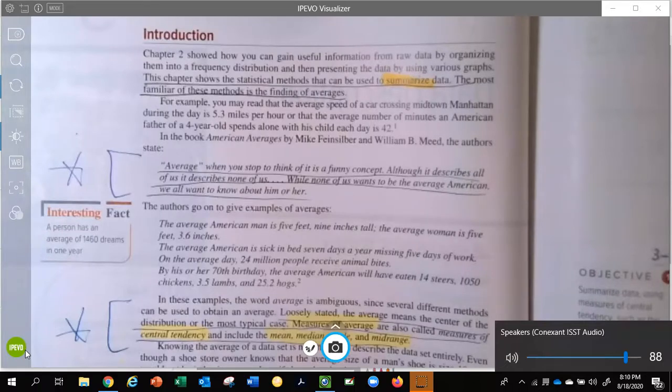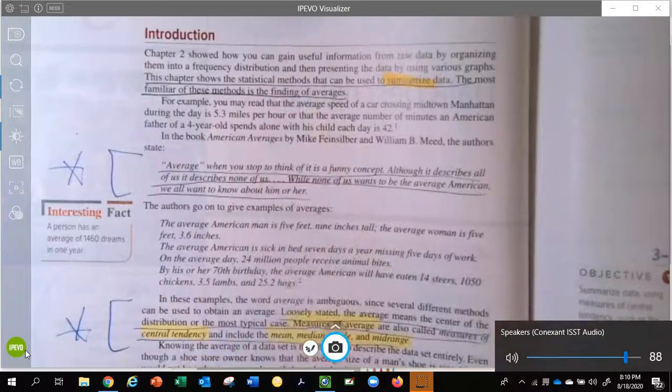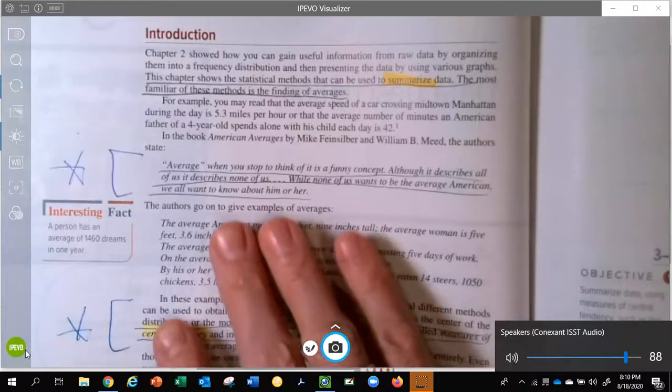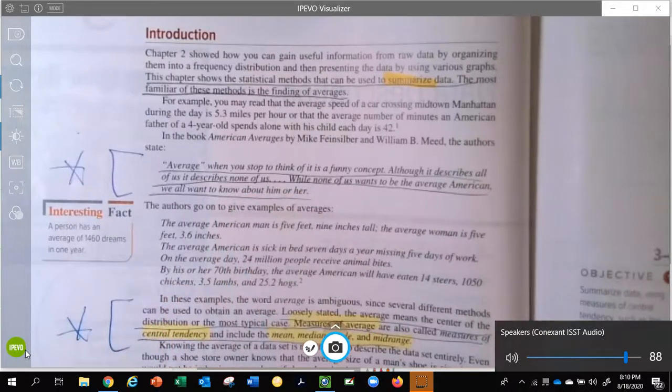I have a little bit underlined that says, this chapter shows the statistical methods that can be used to summarize. And I put that in highlighter because this whole chapter we're going to be talking about how to summarize data. The most familiar of these methods is finding the averages. We're going to jump down to here, average. When you stop to think of it, it's a really funny concept. Although it describes all of us, it describes none of us. While none of us want to be the average American, we all want to know about him or her.